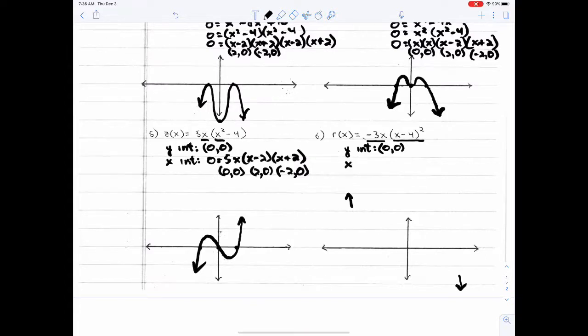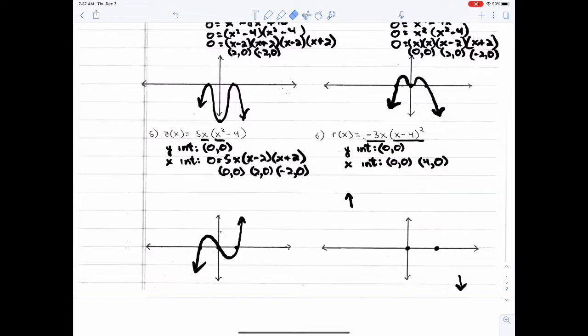And for the x-intercept, it's already factored for you. So the negative 3x gives you 0, so that's 0, 0. And the x minus 4 gives you 4, 0. But that 4, 0 has a multiplicity of 2 because it's squared. So this square means that it has a multiplicity of 2 because there are 2 x minus 4s. Okay? All right. So let's take a look at it. We've got 0, 0. We've got 4, 0. And at this one right here, at the 4, 0, you're going to have a multiplicity of 2.